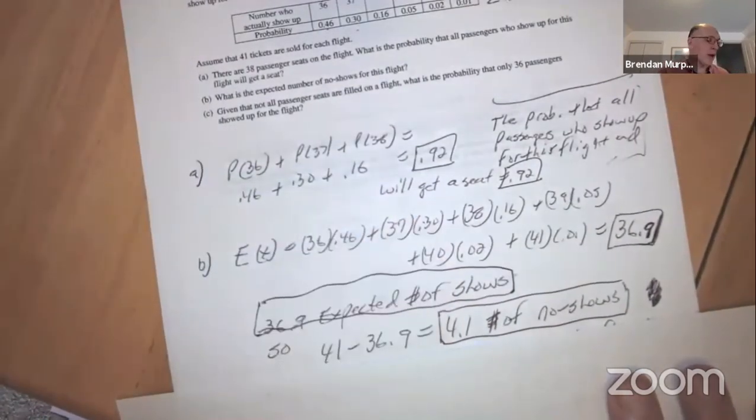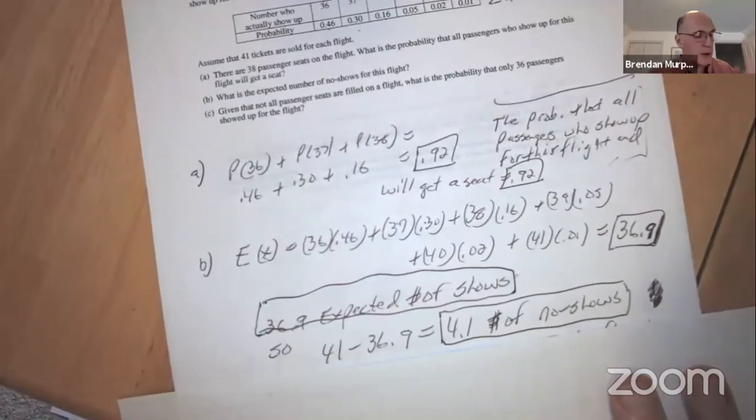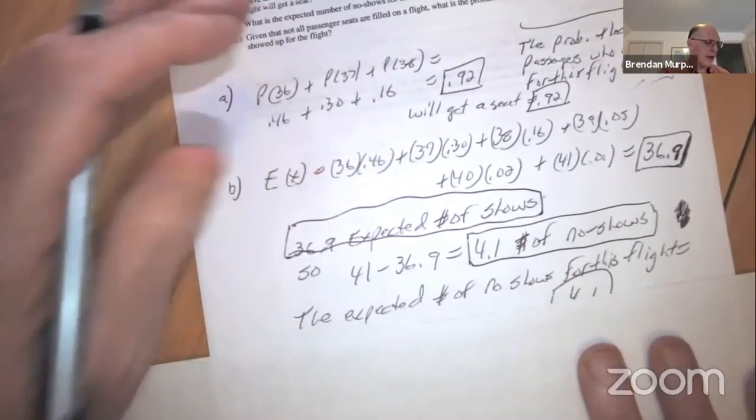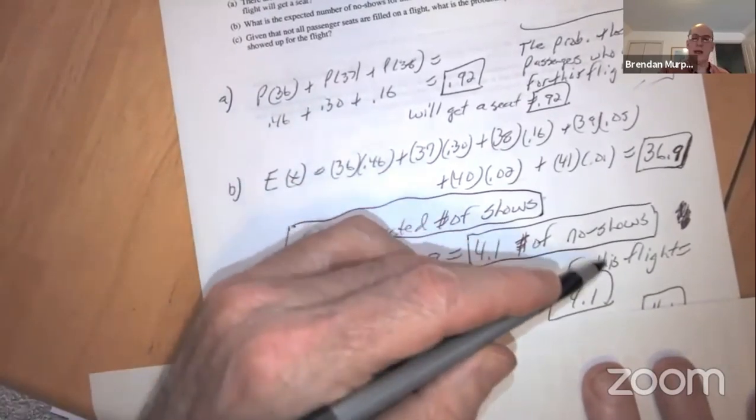We don't want to round expected values or averages. The average American family has 2.2 kids or something like that. We don't want to round that to 2. So be careful and make sure that you understand that. Don't round an expected value unless specifically told otherwise. So again, in the full sentence, the expected number of no-shows for this flight is 4.1.